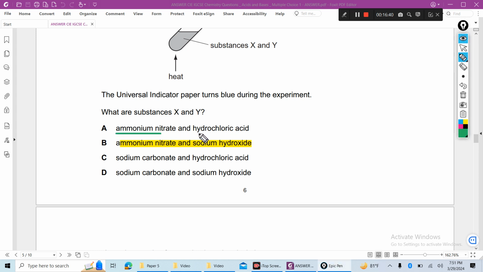Ammonium nitrate with hydrochloric acid, no gas. Sodium carbonate with hydrochloric acid, carbon dioxide gas produced. Carbon dioxide is an acidic gas, so it will turn blue litmus paper to red, but not red litmus paper to blue. Sodium carbonate with sodium hydroxide, no reaction. So the answer will be B.